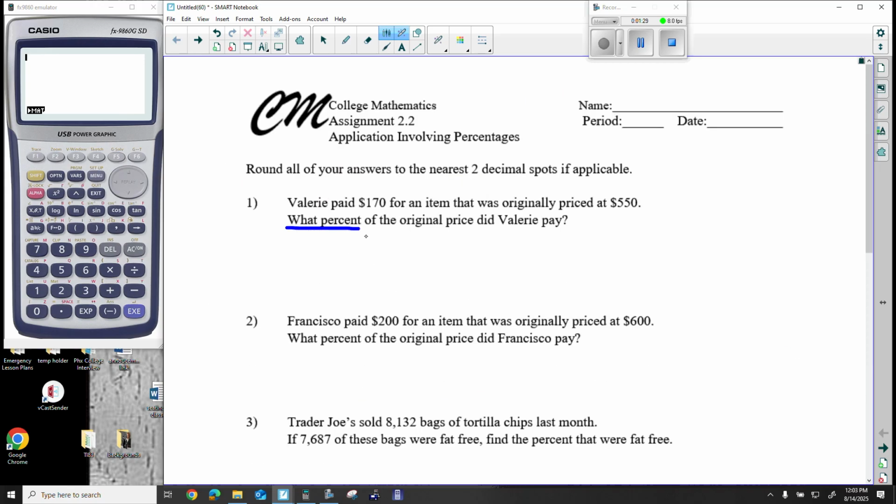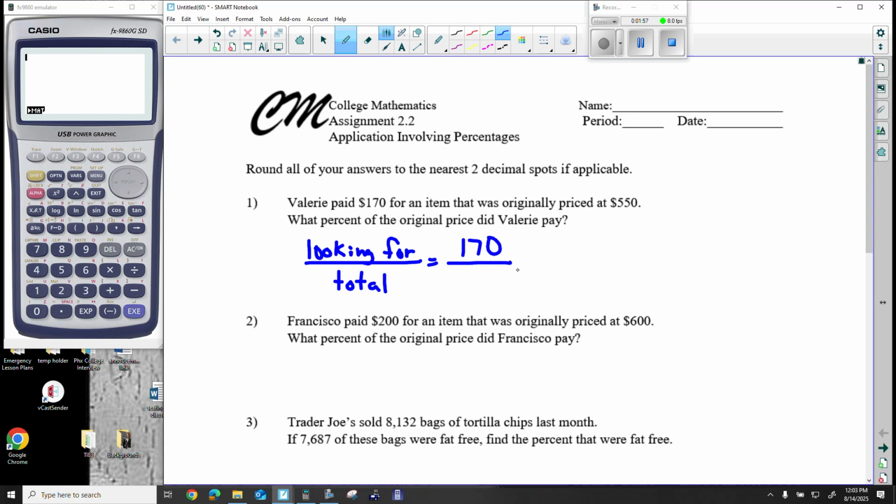So question number 1 is asking, what percent of the original price did Valerie pay? All right, so how I'm going to set this up is what I'm looking for out of everything total. So I'm looking for what did Valerie pay? That's what I'm looking to make a percentage of, out of what it should cost. And so that will be 170 over 550 times 100.